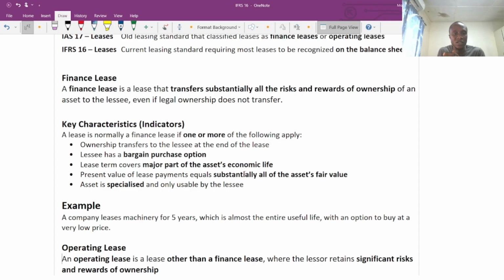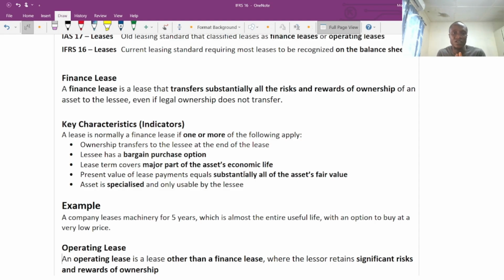Second point, the lease term covers a major part of the asset's economic benefit. It's very clear. If the useful life of the machine is 5 years, then the lease period is 5 years. If you are going to calculate depreciation, the whole machine will be depreciated during the lease period. So a major part of the economic benefit has already been covered within the lease period. Automatically, this category of lease should be accounted for as a finance lease.